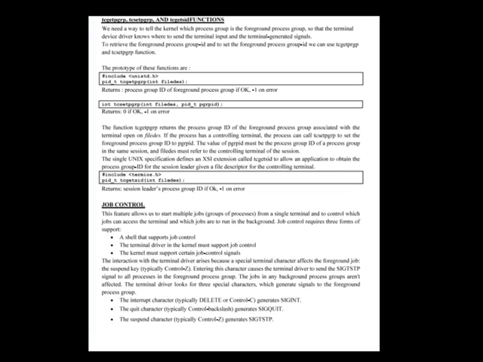Now let us see job control. This feature allows us to start multiple jobs, groups of processes, from a single terminal and to control which job can access the terminal and which jobs are to run in the background. Job control requires three forms of support. A shell that supports job control. The terminal driver in the kernel must support job control. The kernel must support certain job control signals.